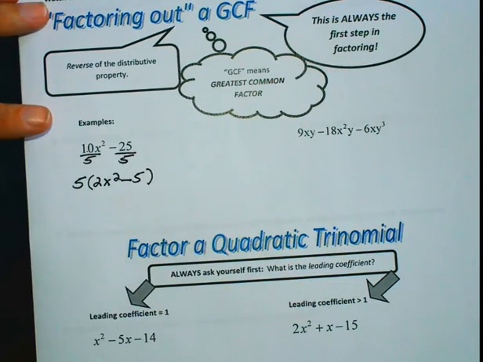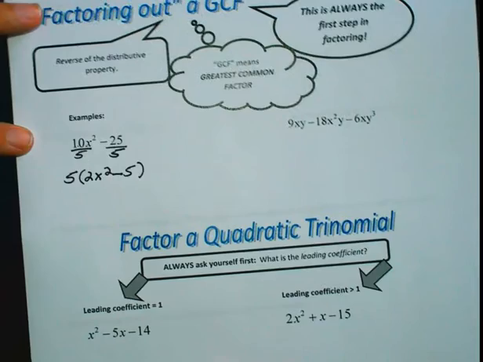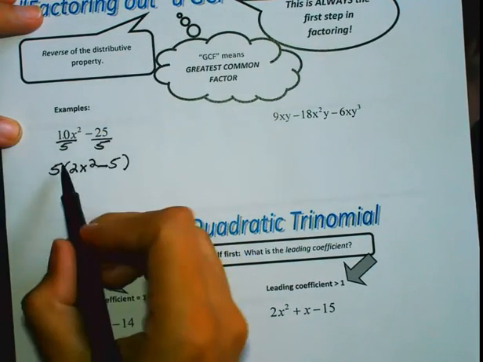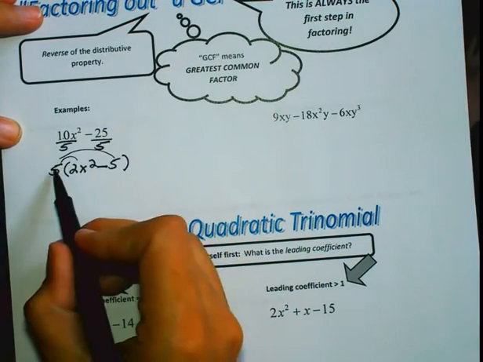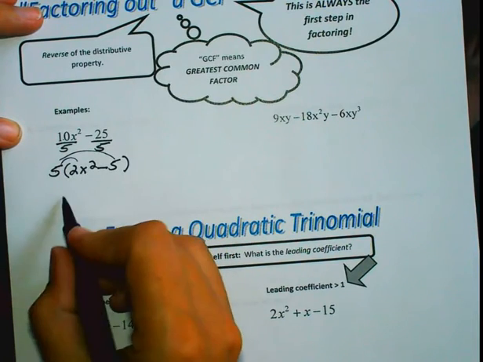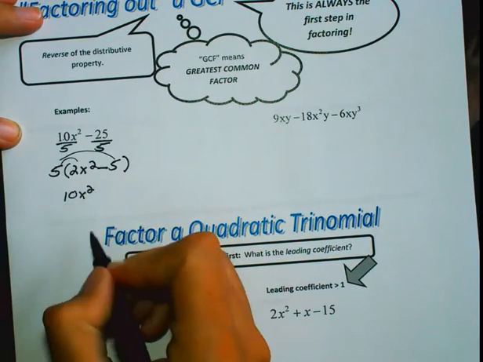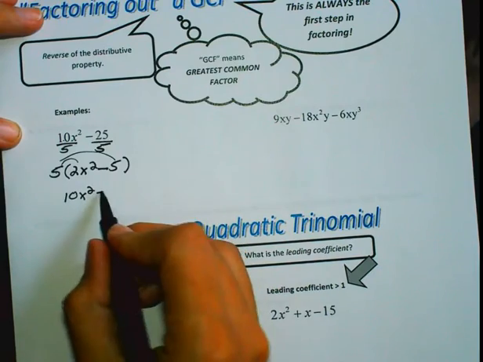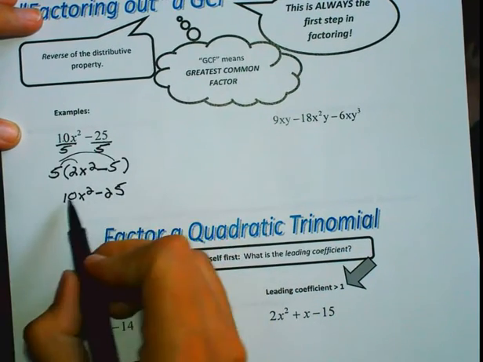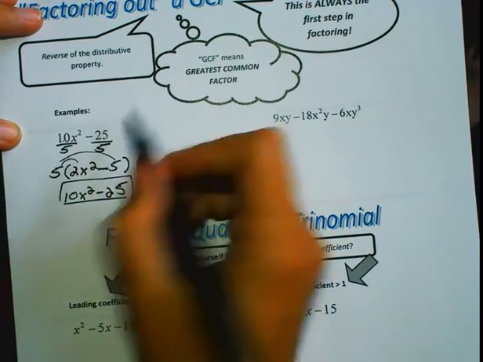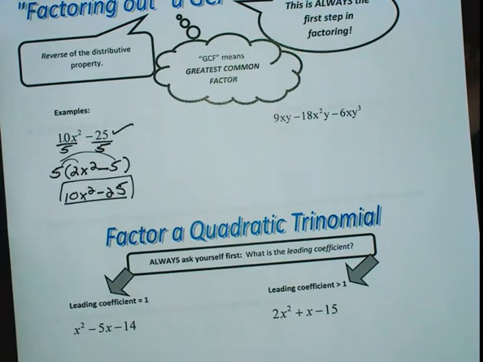Now, to double check to make sure that you've done this correctly, you can multiply or distribute. So 5 times 2x squared is 10x squared. 5 times 5 is 25. If you get the exact same answer as you did from your original problem, you have done it correctly.